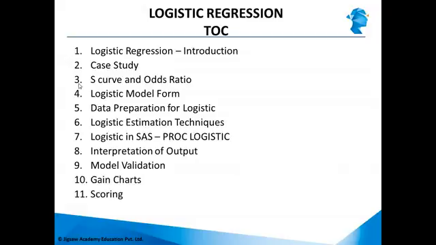Now that we've seen the model form of a logistic regression and why we take the log of the odds ratio, in the next section we'll talk about how we prepare data for a logistic regression, and we'll talk about the estimation techniques in a logistic regression. We don't use OLS, we use another estimation technique. So we will cover that in the next section.